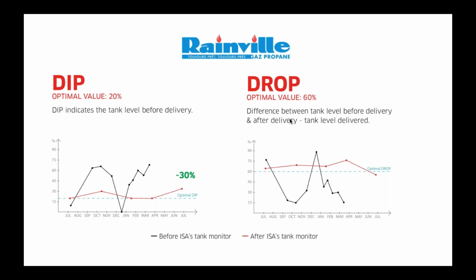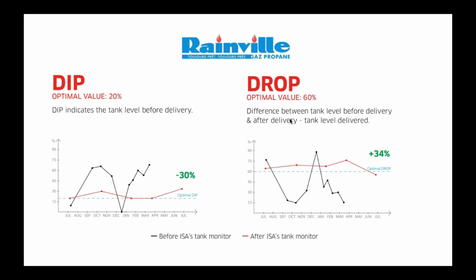So again, if you have an empty tank, you will put 80% probably, or 85% of gas. If you have 60%, probably 10%. So the more efficient this is, the more efficient the operations and the more profit the companies make. So what Rainville realizes is that by knowing the tank level, they could optimize better the amount of their deliveries, and the drop increased 34%.